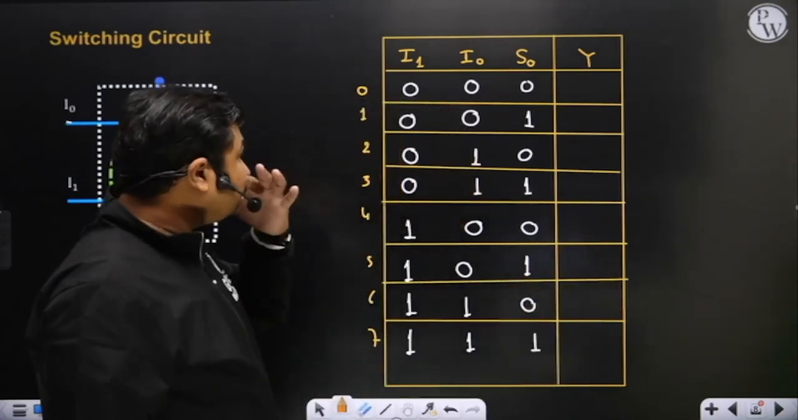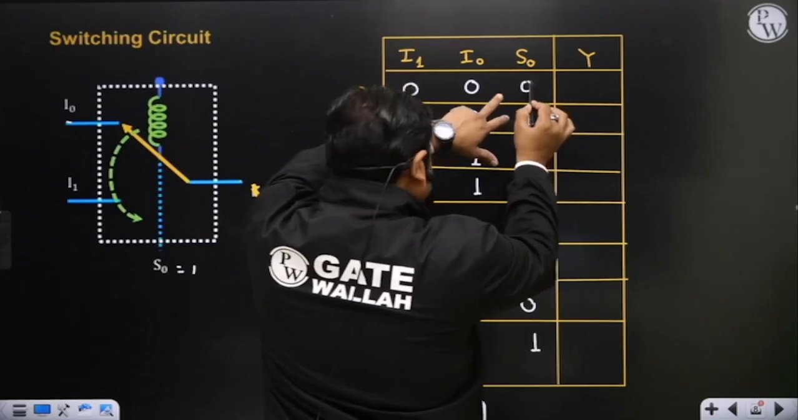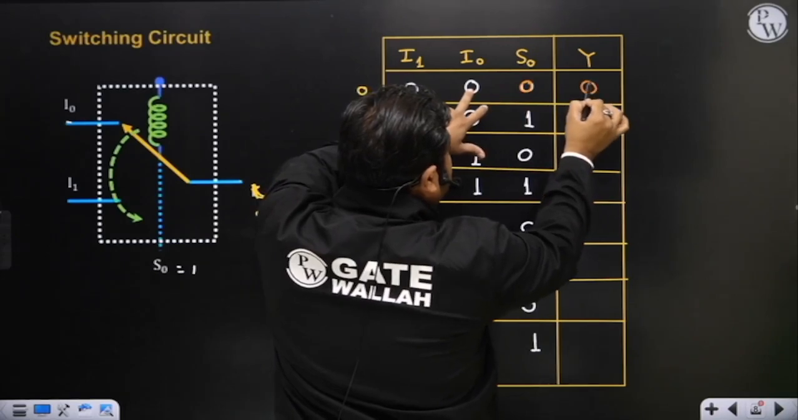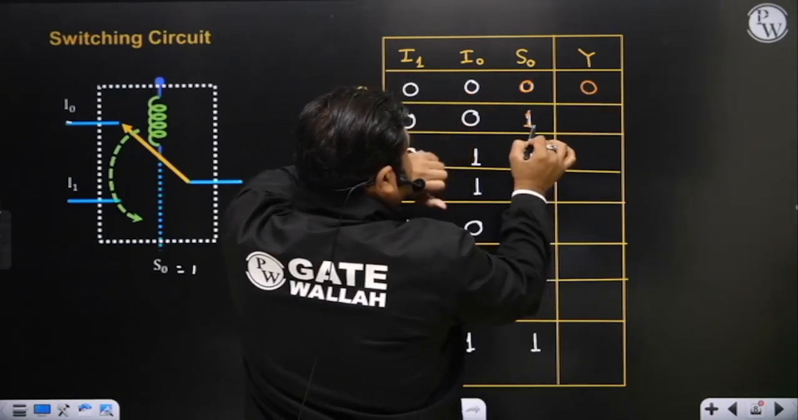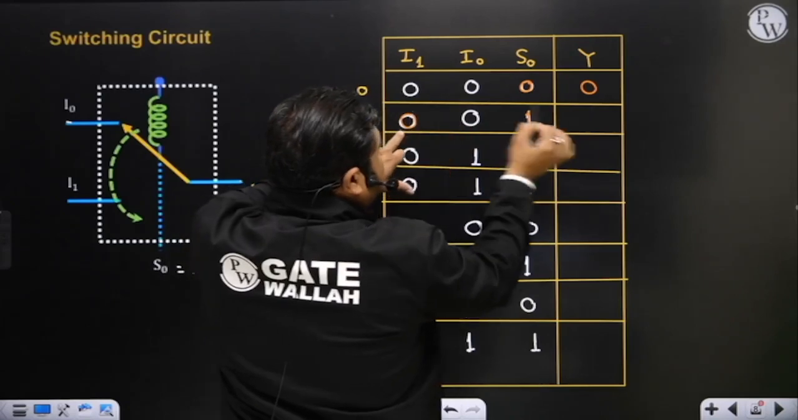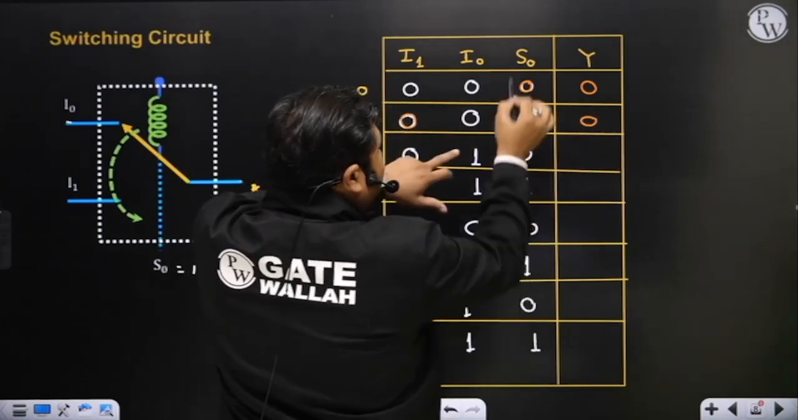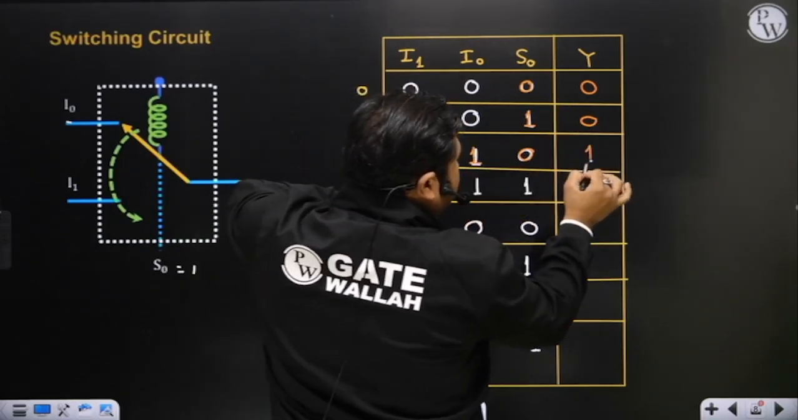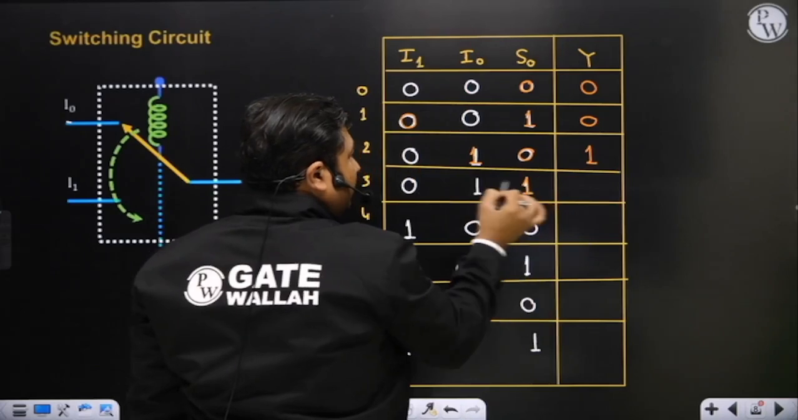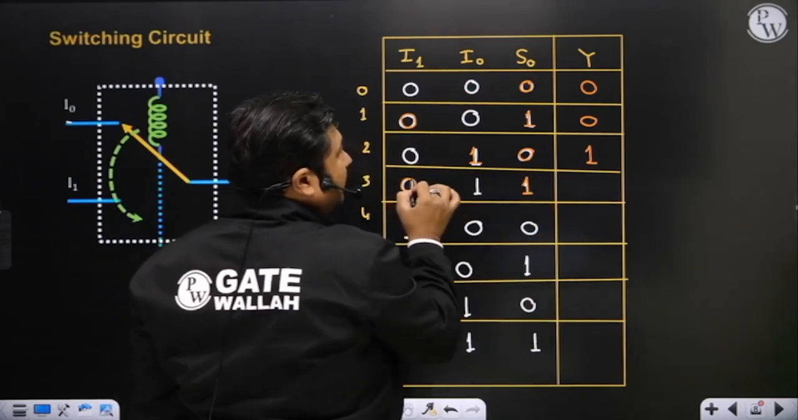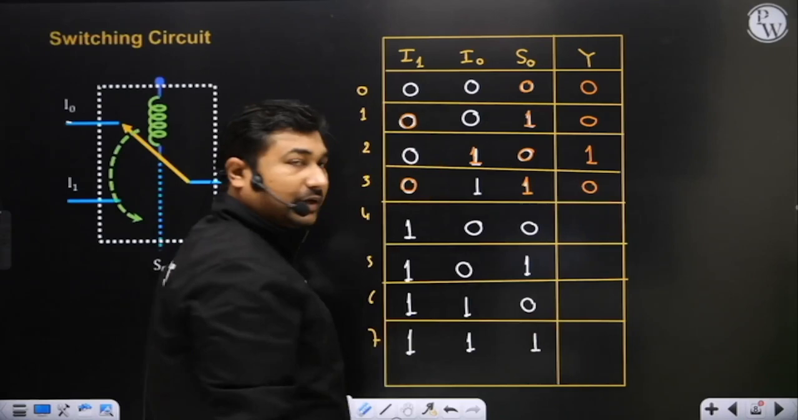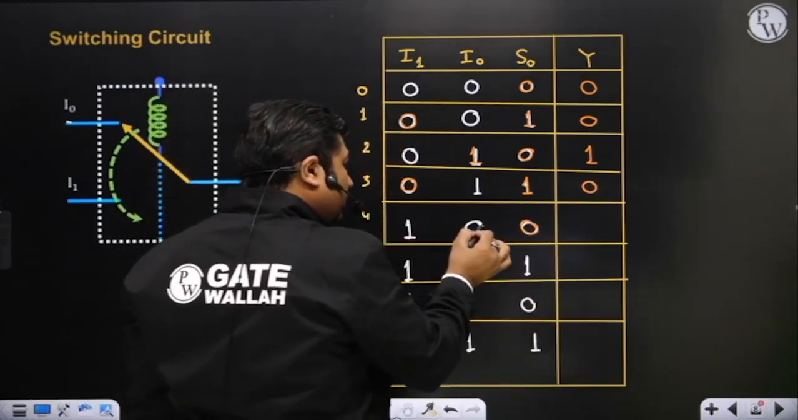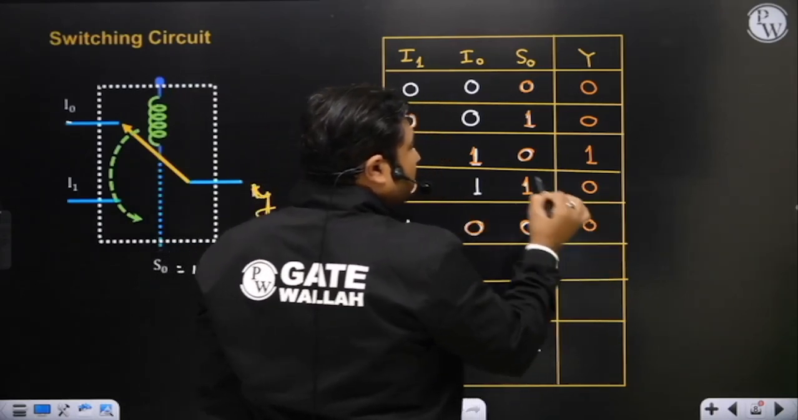Please observe here. When S0 is 0, then whatever information is on the I0 pin is going to be transferred to output Y. When S0 is 1, then whatever information is on the I1 pin is going to be transferred to output Y. The same pattern repeats for the remaining rows. Is it okay? Great, sir. If S0 is 0, then whatever information is given on the I0 pin is going to be transferred to output Y.